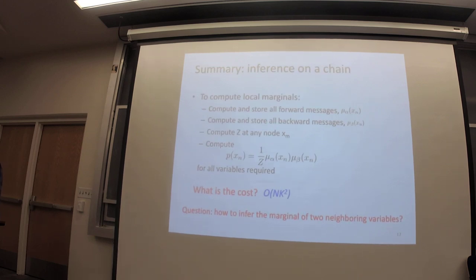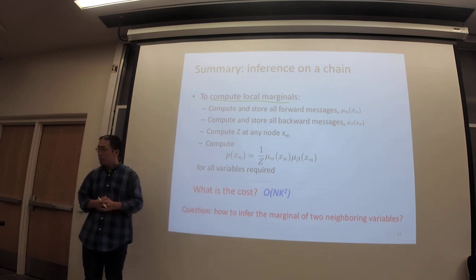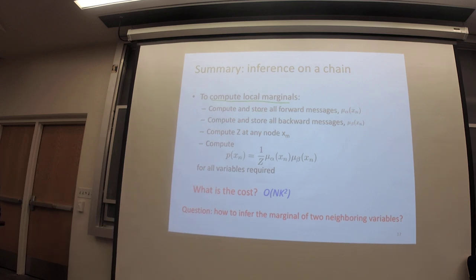So now, this is a summary of your efficient process to compute the local marginals. We first sequentially compute and store all the forward messages, and we sequentially compute and store all the backward messages. Then we do the normalization for any node xm, right? So just normalize the product of your backward and forward messages. Then you compute the marginal distribution. This is just to help review what we talked about last lecture, right?